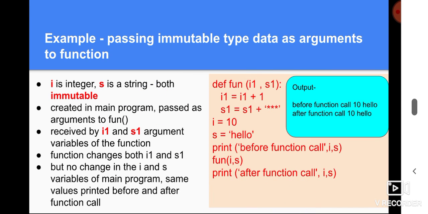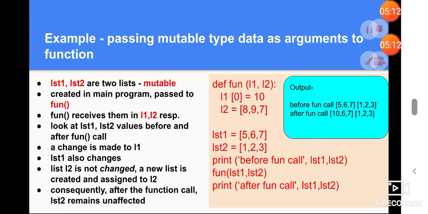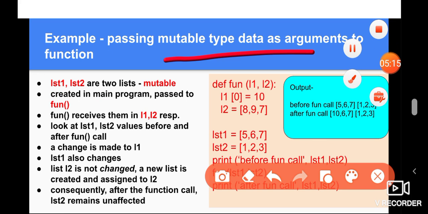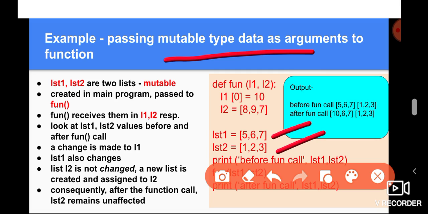After this, we look at the example in which mutable type data is passed as arguments. We know that lists are mutable type data. So what we are doing here is creating a list by name lst1 and another list by name lst2, and putting separate values in them in the main program. And again we have a function by name fun, which takes two lists as arguments in the variables l1 and l2. And again it makes some changes to l1 and l2.